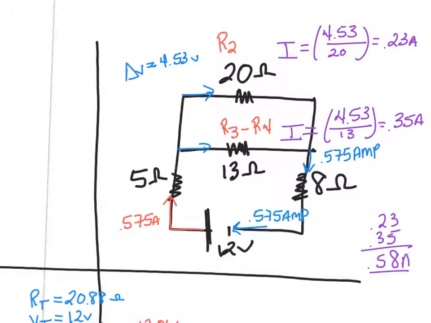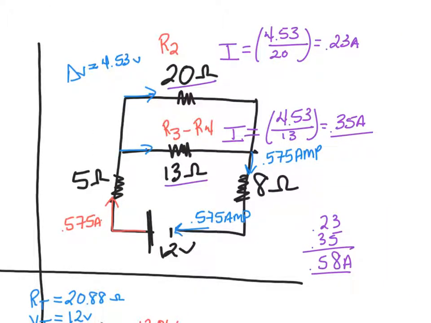I get 0.58 amps. If you notice, more current travels through resistors 3 through 4 than through resistor 2. Current prefers resistors of less resistance. Therefore, 0.35 amps traveled through there.